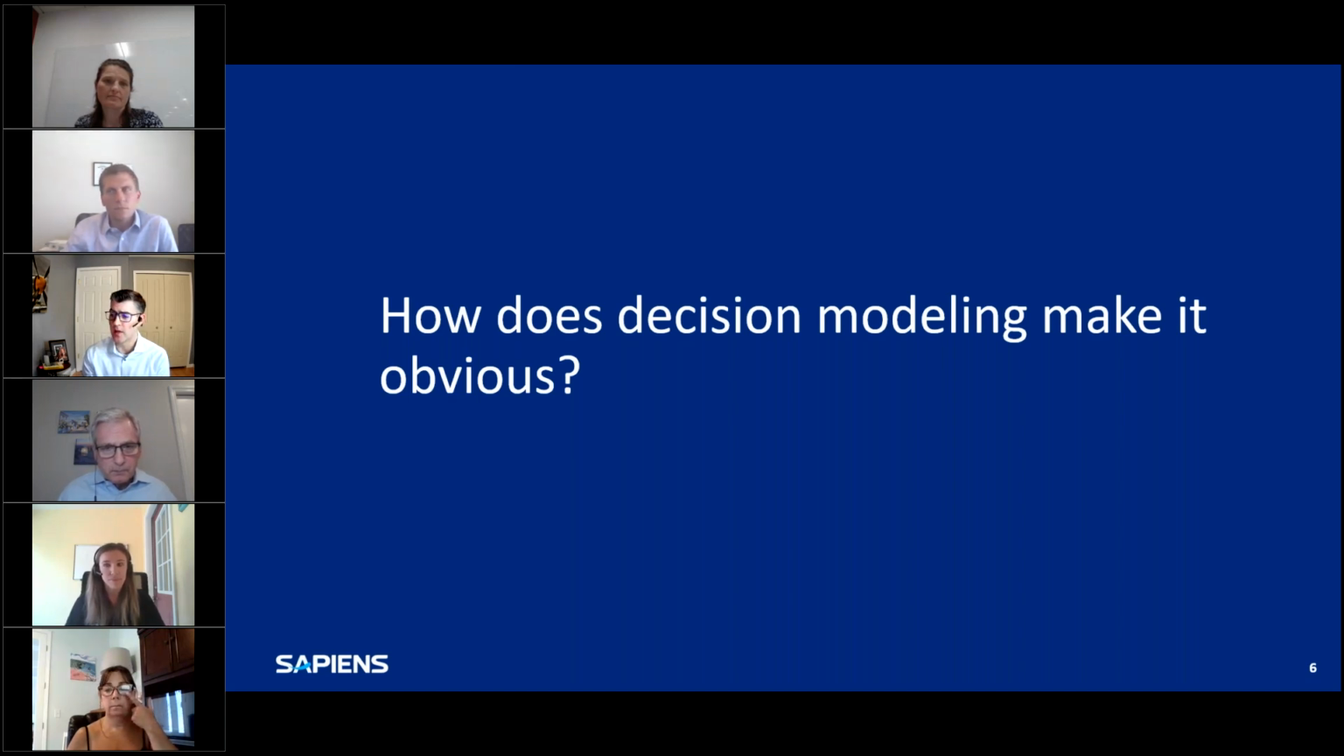So how does decision modeling make it obvious? Which doesn't seem like a very well thought out question, so I'll share my story behind it. I used to work with my friend Becky, who was a head of risk management at Mortgage, and Becky handed me a PDF of guidelines she wanted to change so that I could read through them so I knew how to build my decision model.